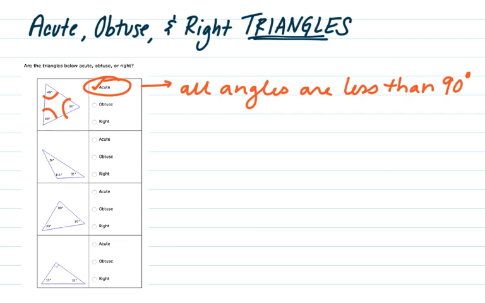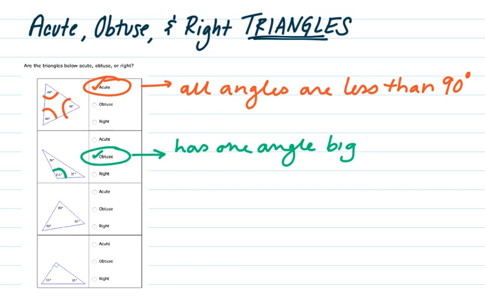Okay, now let's look at the next triangle. The next triangle, we actually have one of the angles that's bigger than 90. So you remember, the name of an angle that's bigger than 90 is called an obtuse angle. So an obtuse triangle has one angle bigger than 90.